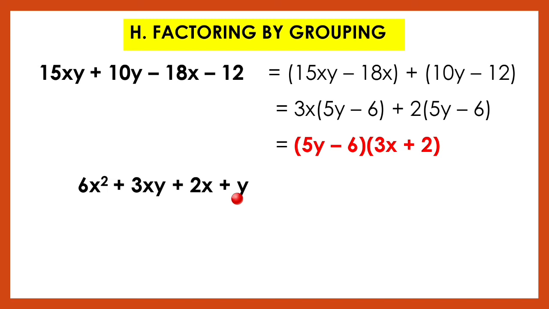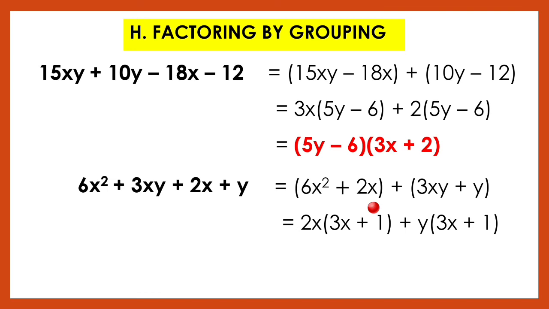Another example, 6x squared plus 3xy plus 2x plus y. So, sabi natin kanina, i-group natin yung terms with common factor. Alin ba dyan ang merong common factor? So, we have 6x squared plus 2x and then 3xy plus y. Then, ipa-factor out natin yung greatest common monomial factor sa bawat grupo. So, 6x squared and 2x, ang common nila is 2x. So, 6x squared divided by 2x is 3x. 2x divided by 2x is 1.